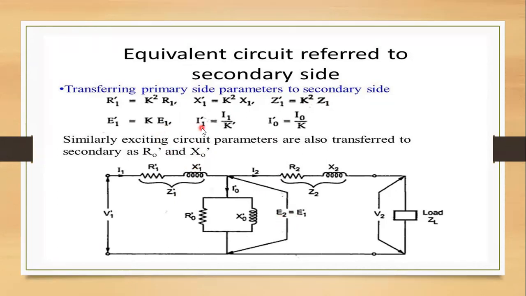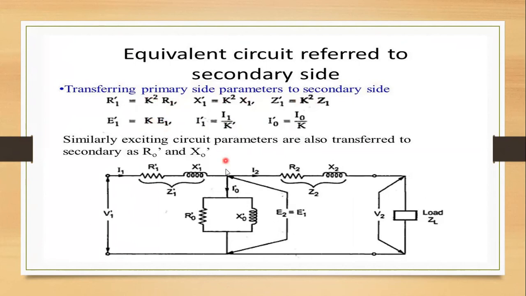And similarly, I1 dash is equal to I1 by K. You know the relation I1 by I2 is equal to 1 by K, so I2 by I1 is equal to K. And similarly, I0 dash is also I0 by K. Current relations are opposite, but resistance and voltage are all the same concept.